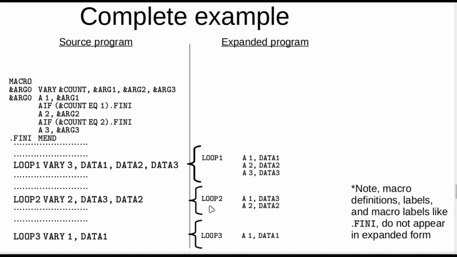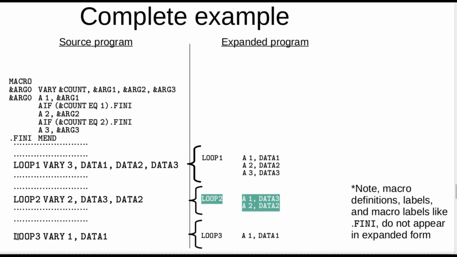So in this case, the branching will bring us to loop 2 a1 data 3, a2 data 2, and beyond that we will simply branch out to the MEND statement, right? So in this example, after a2 data 2, we are simply branching out to the macro end. If you have any problem with that, please go back to the previous slide for example 2 and check out what I am talking about, right?